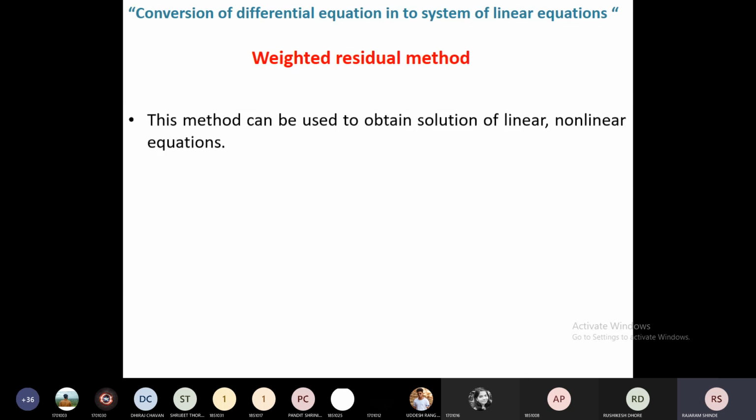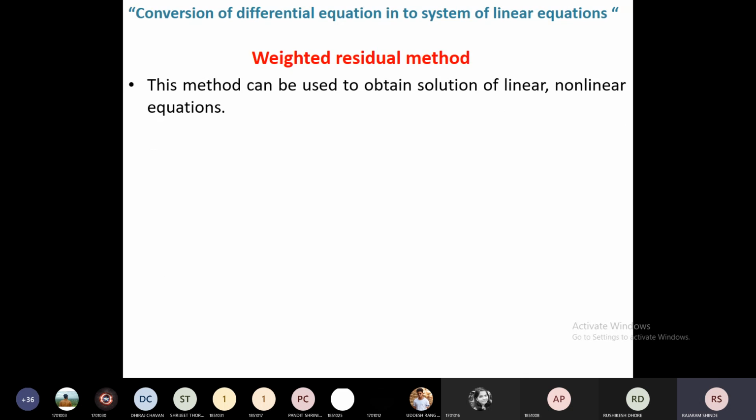In the weighted residual method, this method can be used to obtain the solution of linear and nonlinear equations. That means any type of differential equation can be solved by this method. It may be a linear or a nonlinear differential equation, and it may be an ordinary differential equation or a partial differential equation. All these types of differential equations can be solved by this weighted residual method. Now, how is this method going to solve the differential equations?